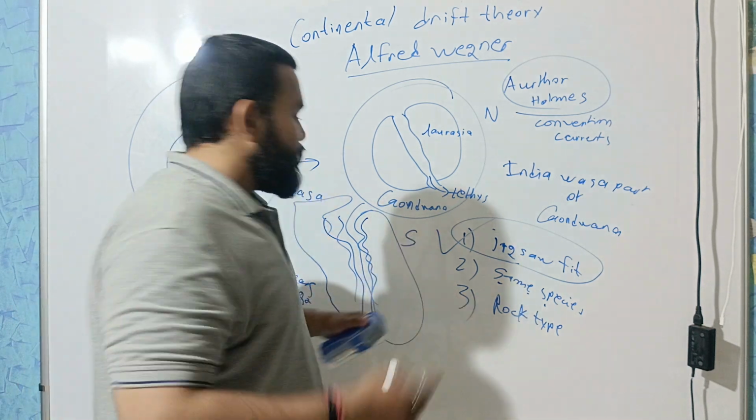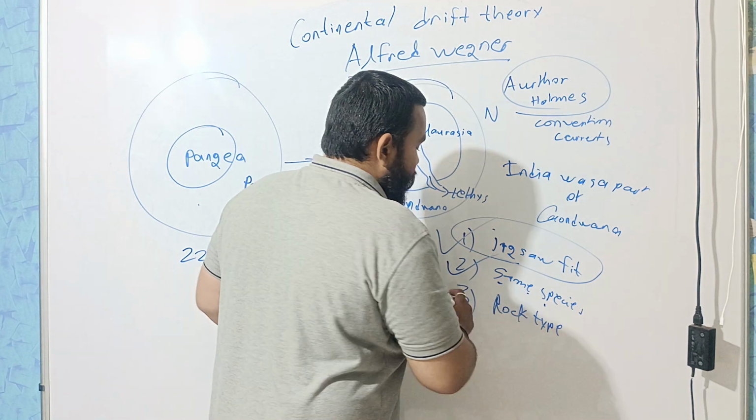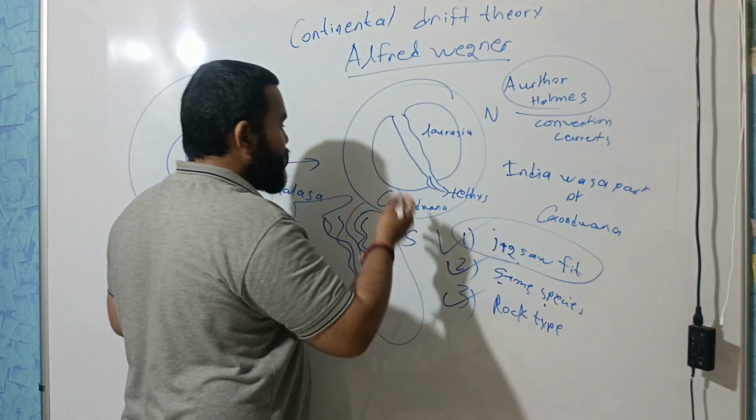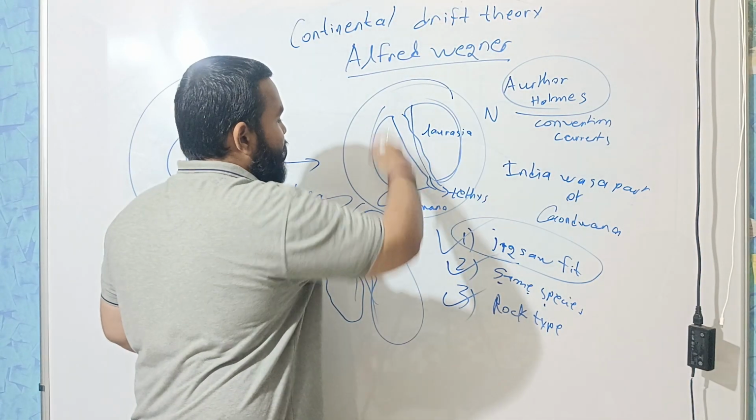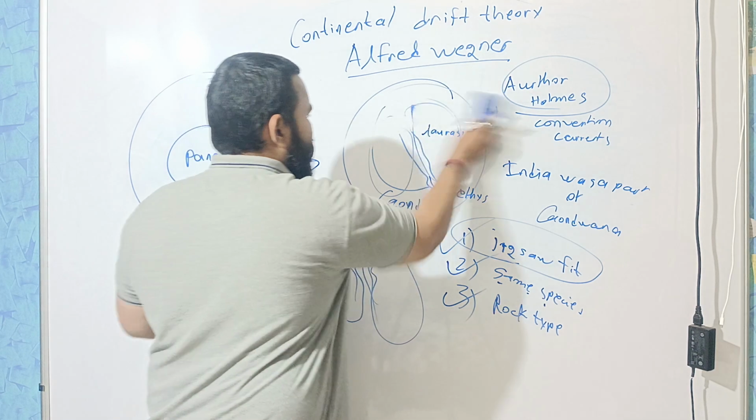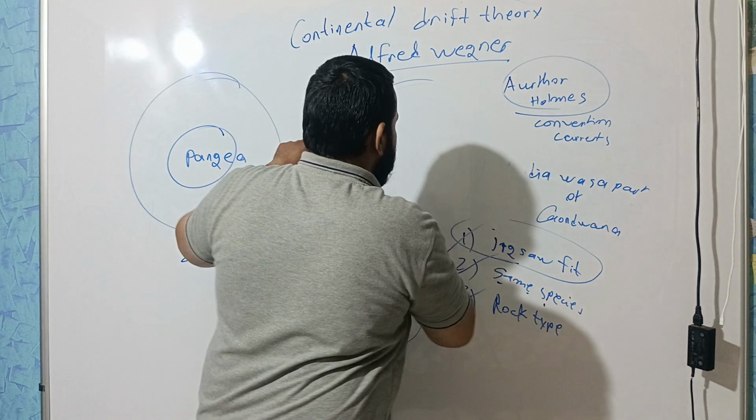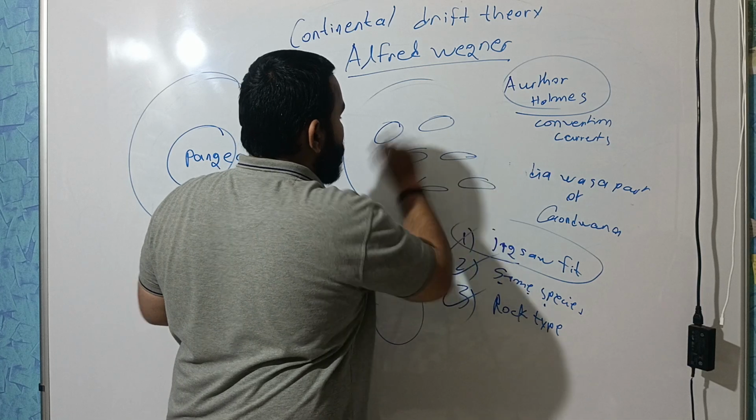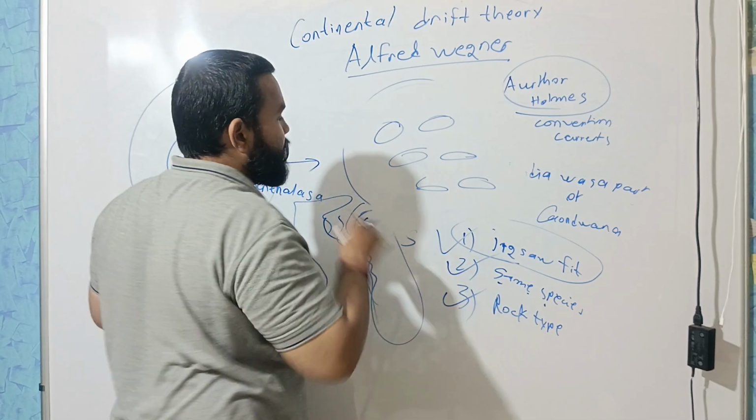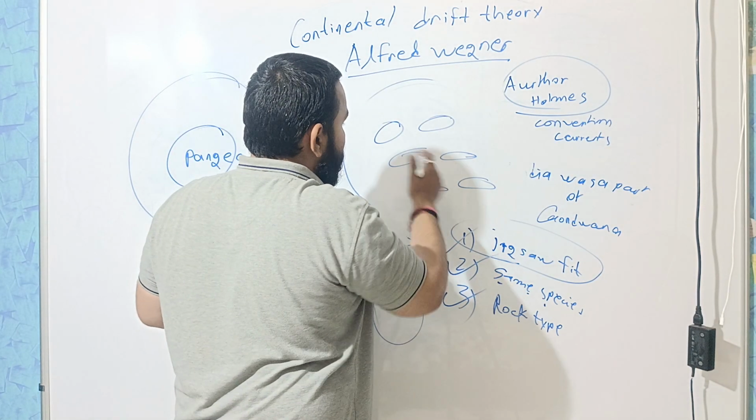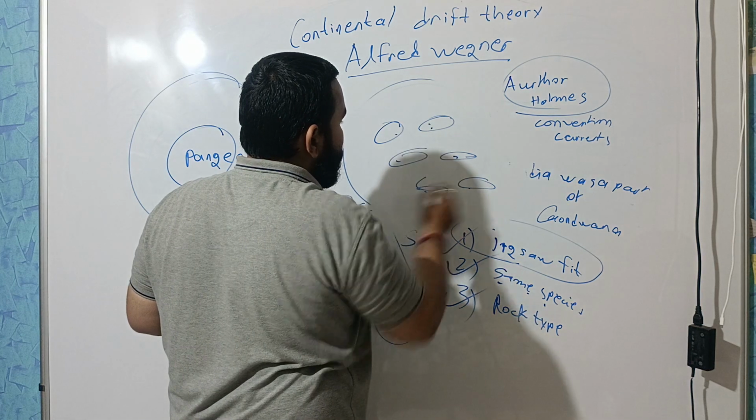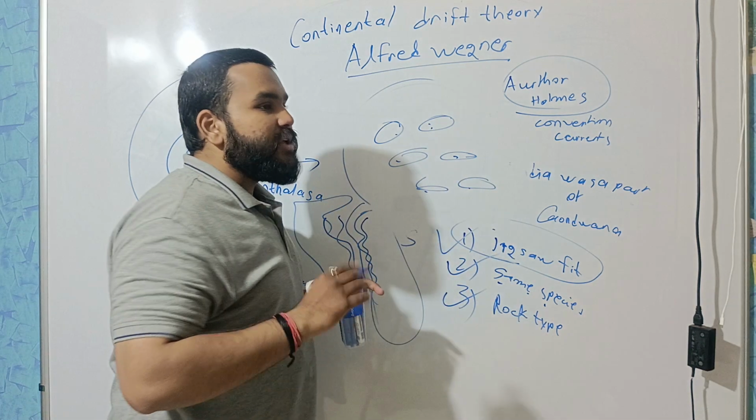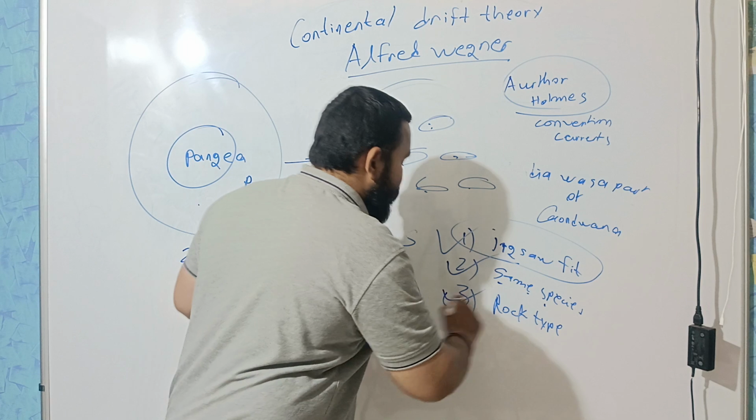So that's the second evidence. Third, rock type. If you see the 7 continents, 1, 2, 3, 4, 5, 6, I'm just drawing them in any fashion, the rock type found here is almost similar and matching. So that's the third evidence.